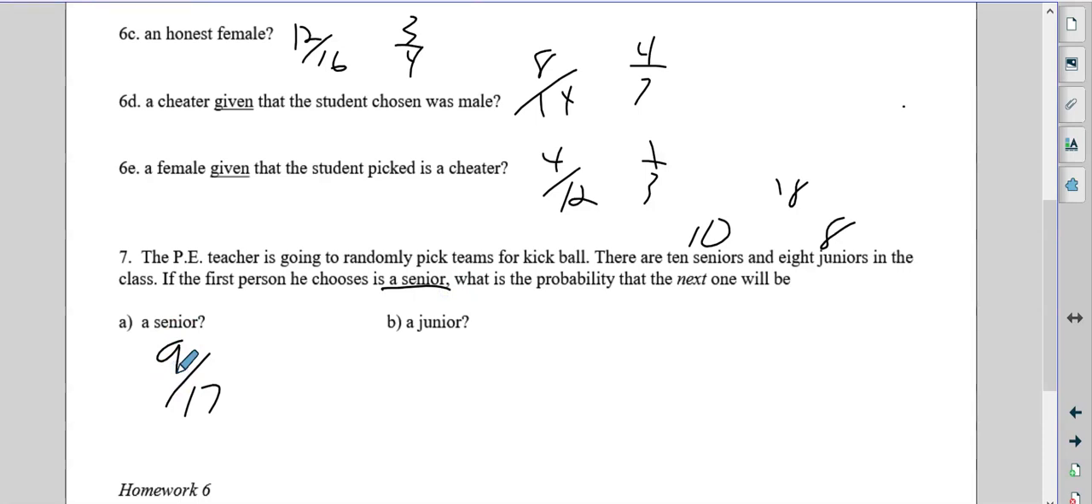What's the probability the second one will be a junior? Well, again, there's only 17 left. He picked a senior first. That means there's still 8 juniors. And since 17 is a prime number, those will not reduce, and we are done.